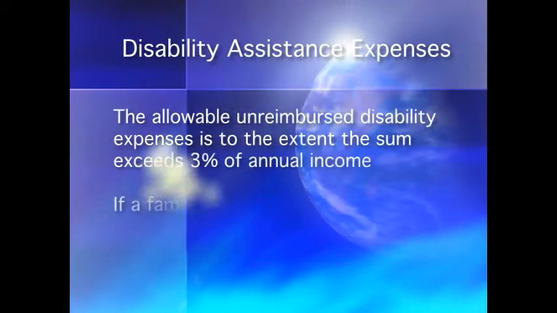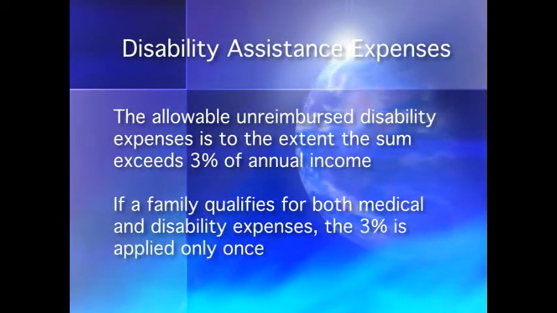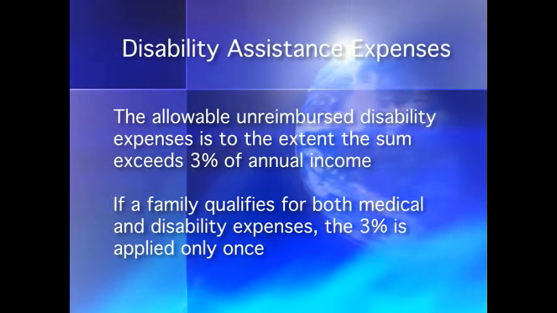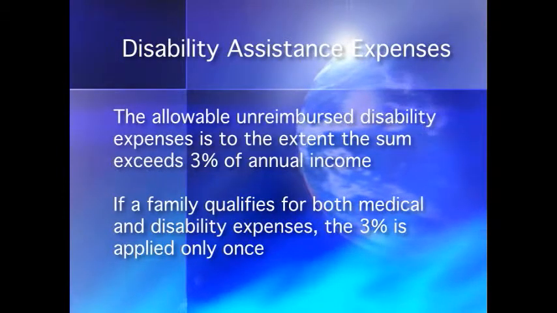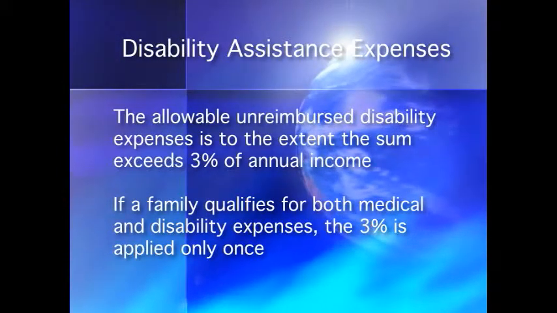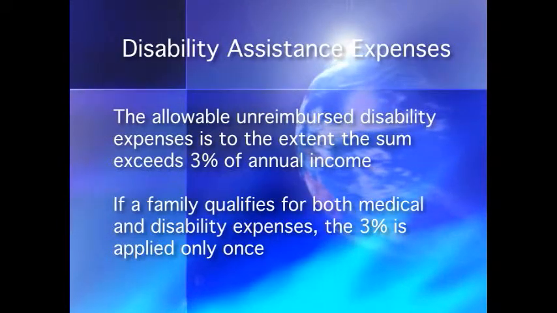The allowable unreimbursed disability expenses is to the extent that the sum exceeds 3% of the annual income. If a family qualifies for both medical and disability expenses, that 3% threshold is only applied once. Our last deduction is child care expenses.